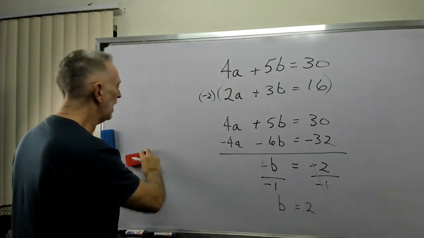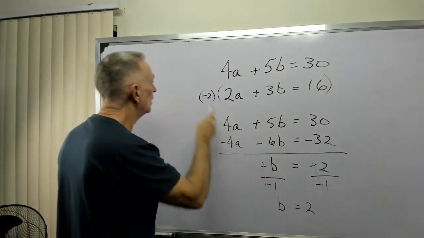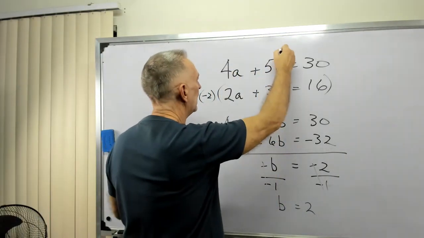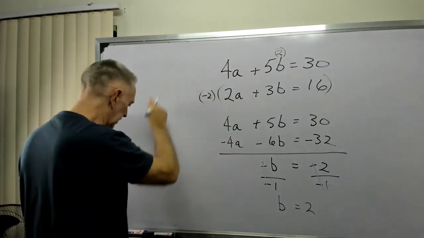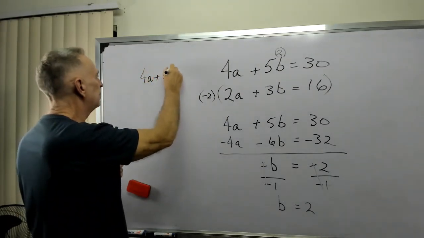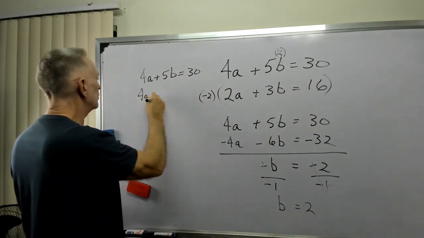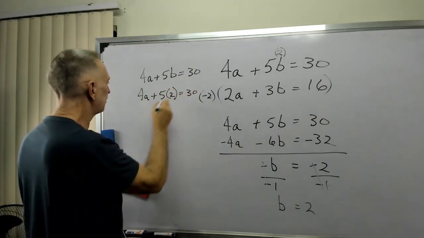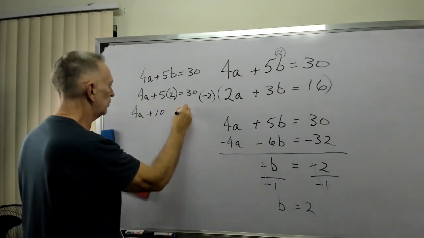Now then, I can go back to either one of these equations now that I have b equals 2 and plug it in. So let's use this one. I have 4a plus 5b equals 30. 4a plus 5 times the b, which was 2, equals 30. 4a plus 10 equals 30.